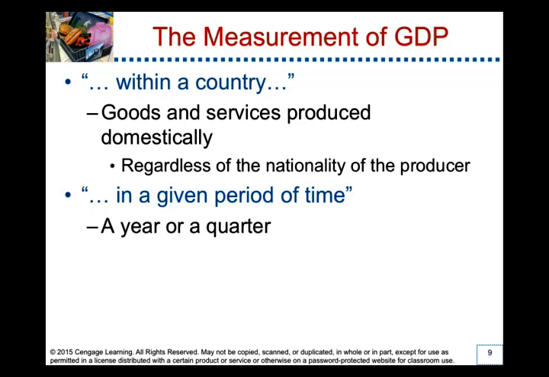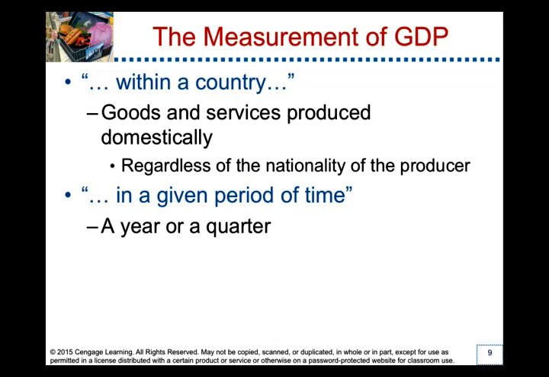Then another important point is within a country. When you calculate the GDP, you must make sure that you are taking into account only the goods and services which are produced inside the country. Okay? So regardless of the nationality of the producer. For example, if there is a US citizen who is working in Germany, whatever money that person is making will not become part of US GDP. Why? Because although that person is a US citizen, he is not working for the US, he is working for Germany. So whatever money he makes becomes part of German GDP, not the US GDP.